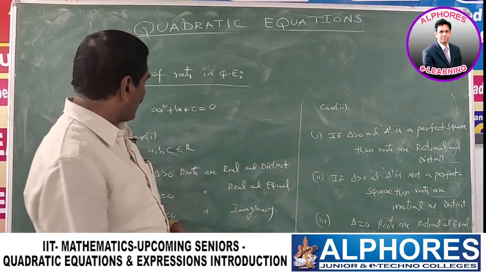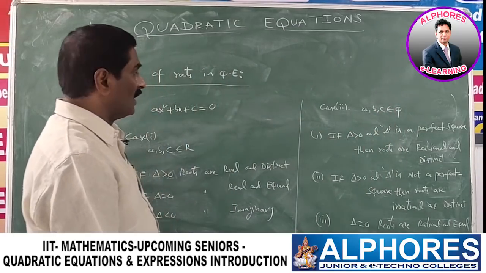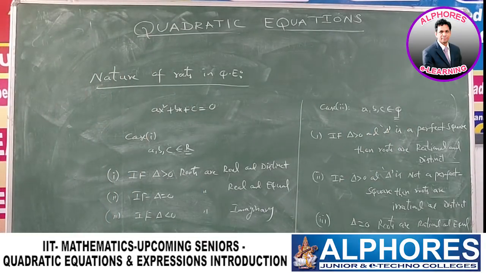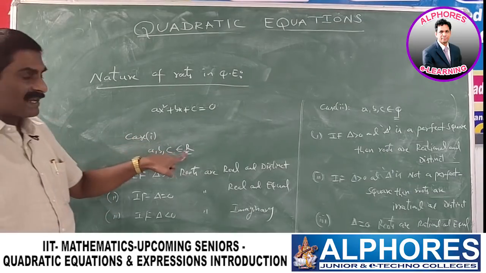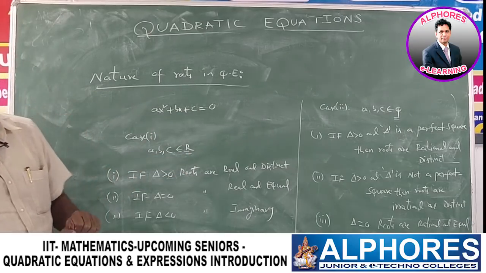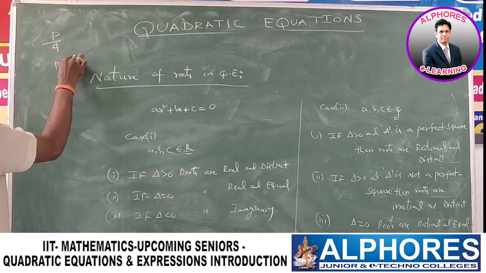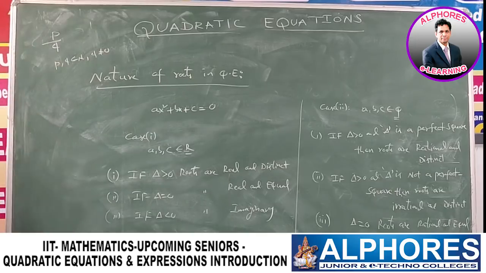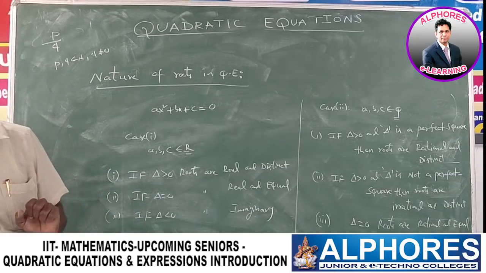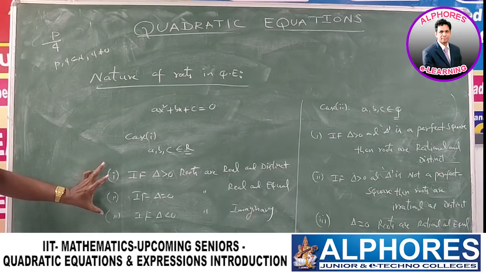When a, b, c are rational numbers. What is the difference between the real and rational? Real numbers are the combination of both rational and irrational. What are the rational numbers? The numbers which can be written in the form of p by q, where p comma q are integers and q not equal to 0 is said to be a rational number. If the number cannot be expressed in the form of p by q, then it is said to be irrational. In real numbers, the nature of the roots has three possibilities.